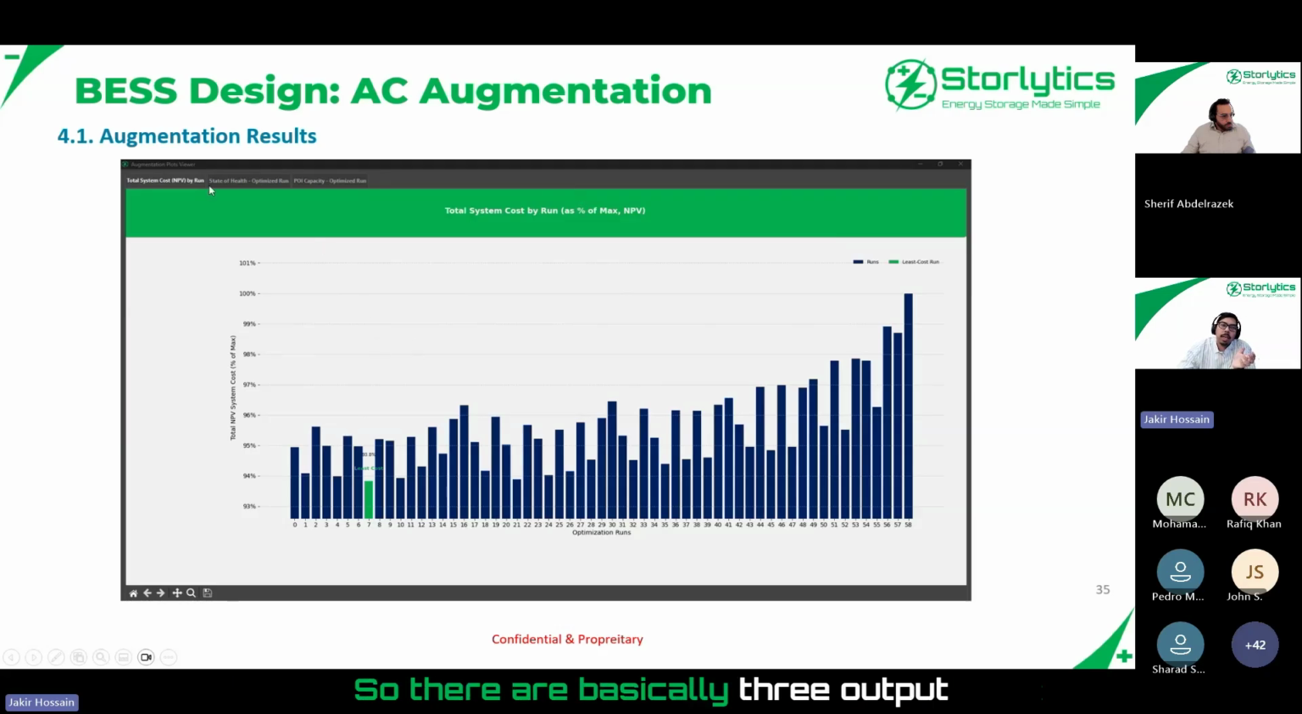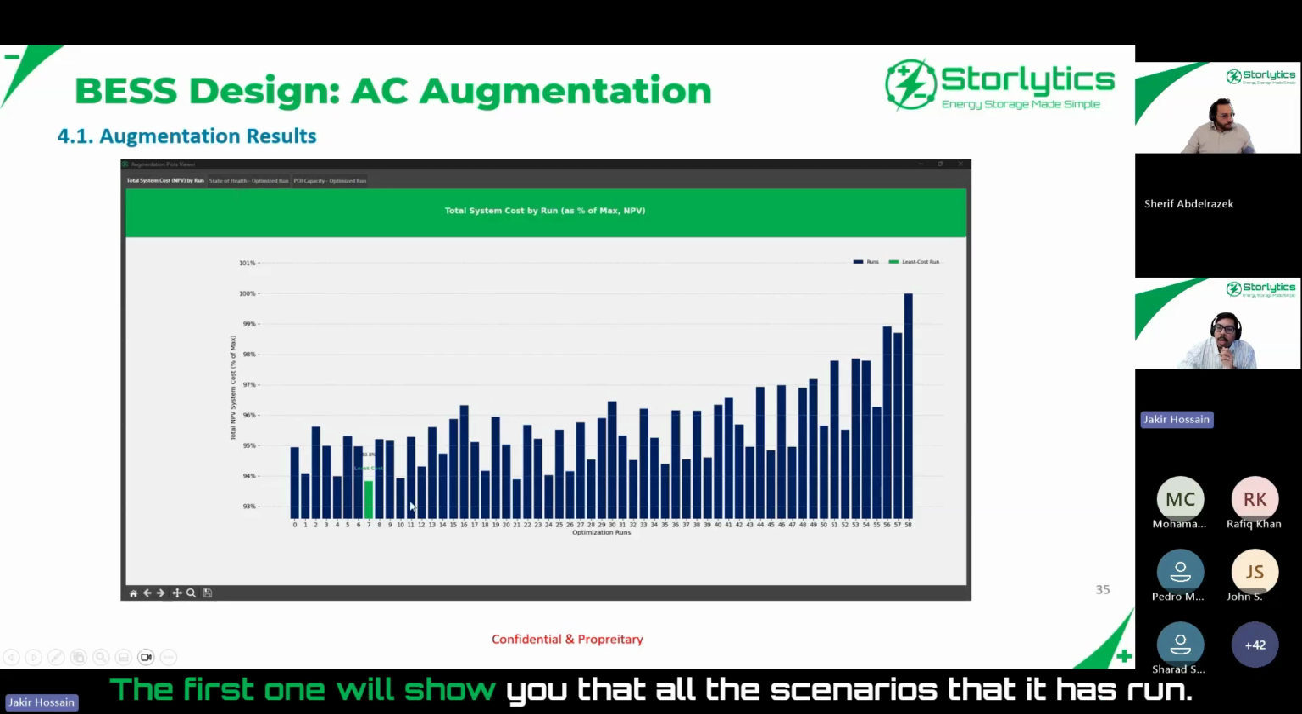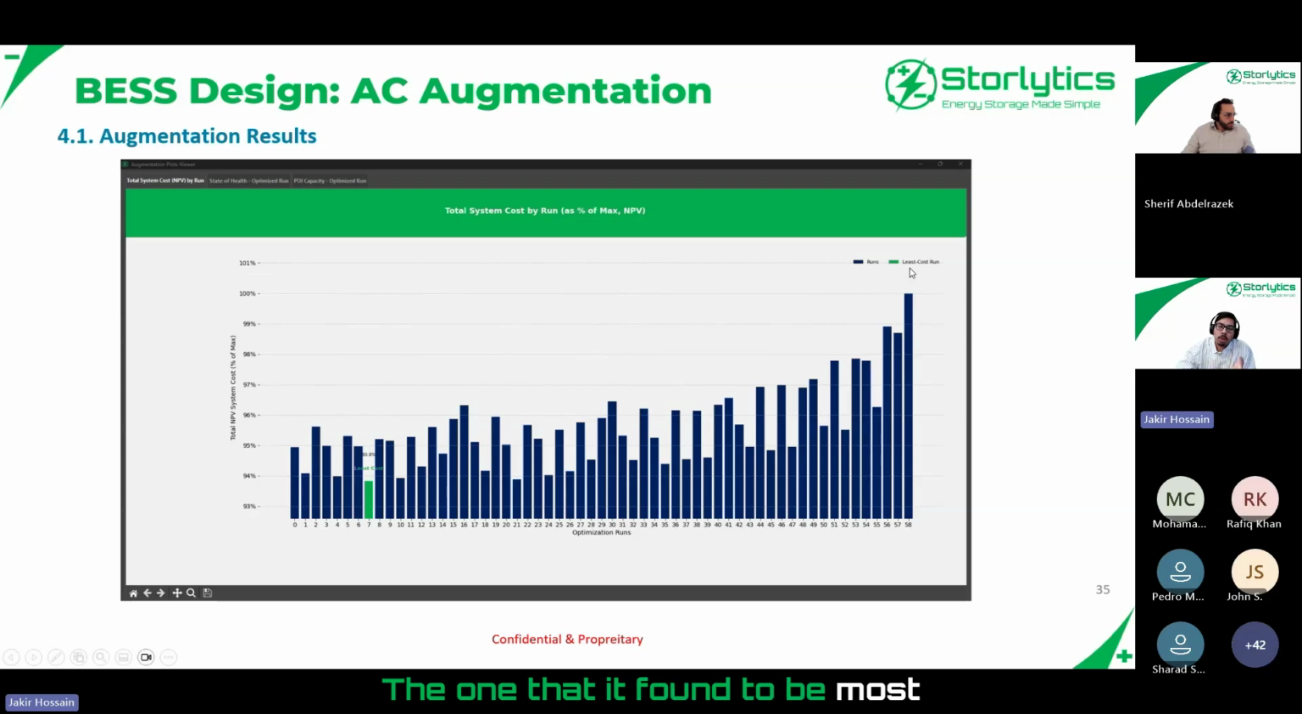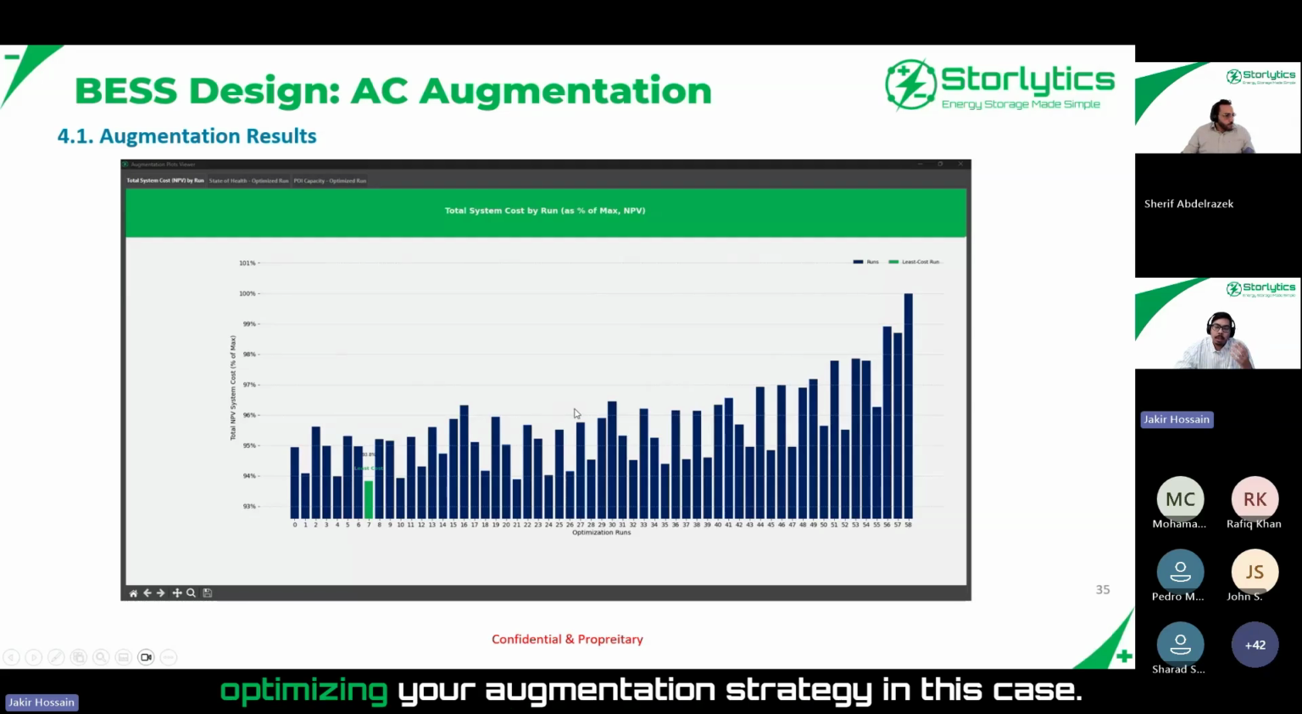So there are basically three output images from the Augmentation Optimizer. The first one will show you all the scenarios that it has run. In this particular case, it ran 59 different scenarios. And the one that it found to be most cost effective was the 7th one. That is about 7% less expensive than the most expensive option that it evaluated. So you are actually getting 7% in savings by optimizing your augmentation strategy in this case.